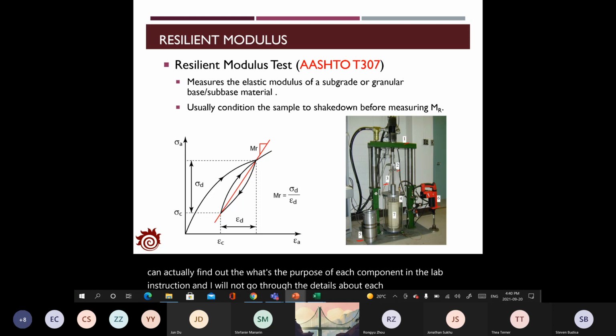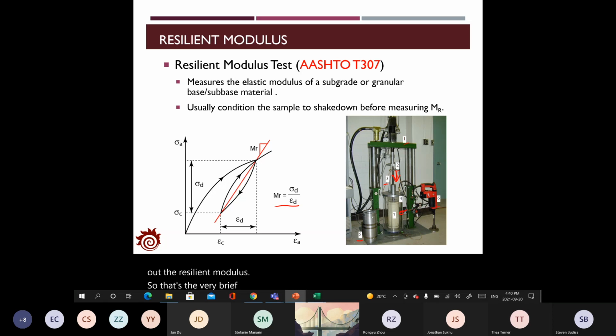Basically, in the experiment, we will have air in the cylinder, the crystal cylinder, and then it will create an air pressure around the sample. And then we will have the repeated load applied to the sample. And based on the stress and the strain we measured from the sample, we can then find out the resilient modulus.